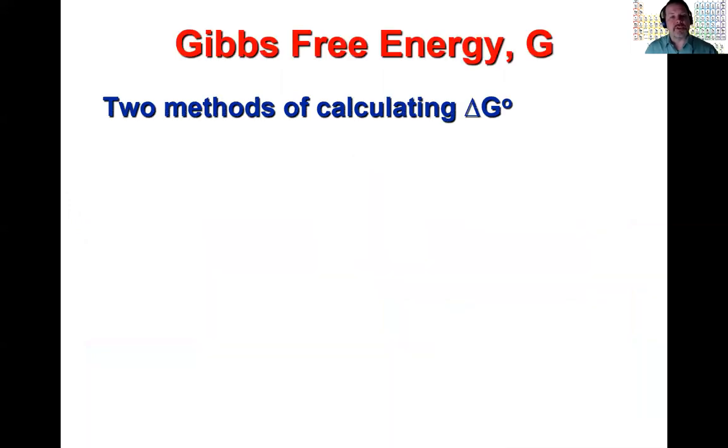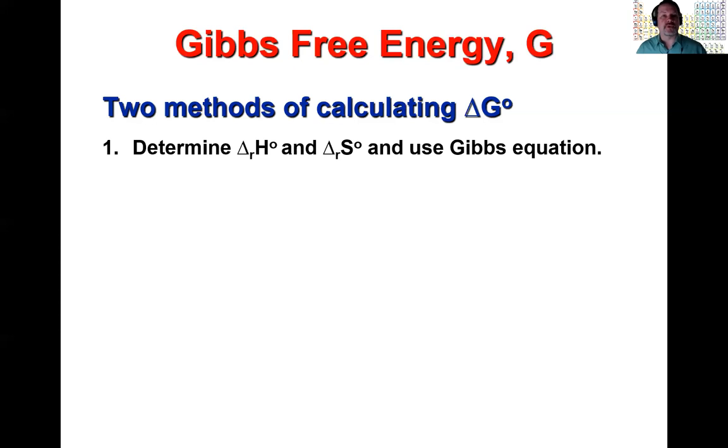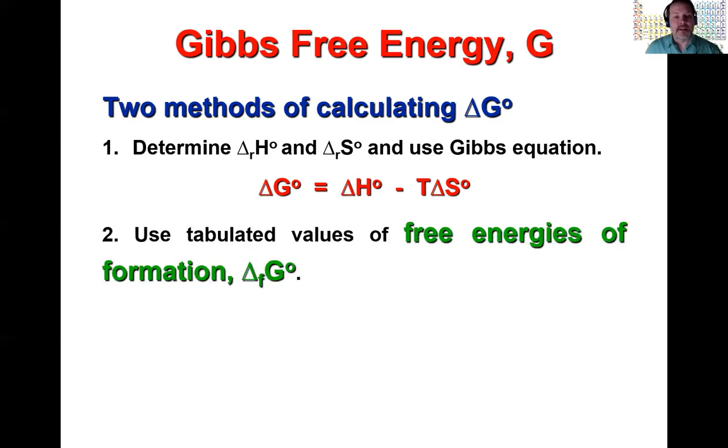All right, there are 2 ways to determine and calculate delta G. We've seen one already, but there is a second way to figure out the free energy for a chemical reaction. The first one we've looked at already: if you know the enthalpy and the entropy, you can plug those in with the temperature, and you can figure out the free energy. There is a second way that could be a little bit quicker, and that's to use tables of Gibbs free energy of formation.